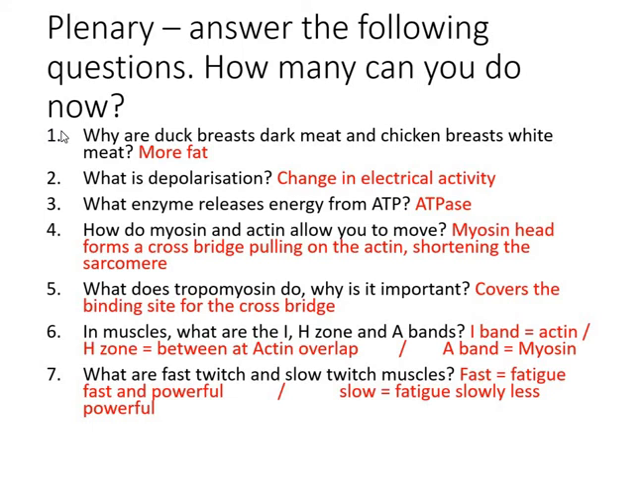In muscles, what are the I, H and A zones and bands? So the I band is the length of the actin. The H zone is the space between the actin. You can just check a sarcomere to get this. And the A band is the length of the myosin. So both the I and the A aren't going to change, but the H zone could as the muscle contracts. Fast and slow twitch muscle fibres: fast fatigue faster but are more powerful, and slow fatigue slower but are less powerful. Okay, that ends it.